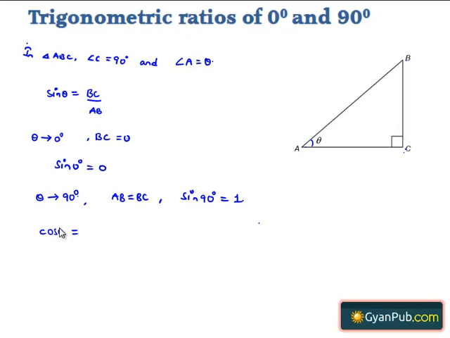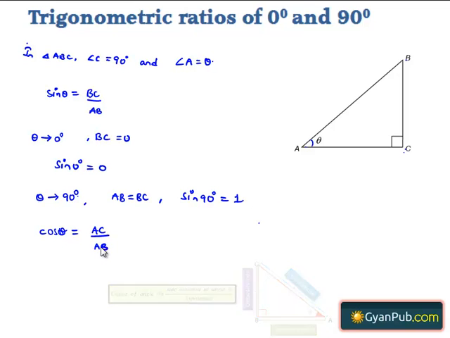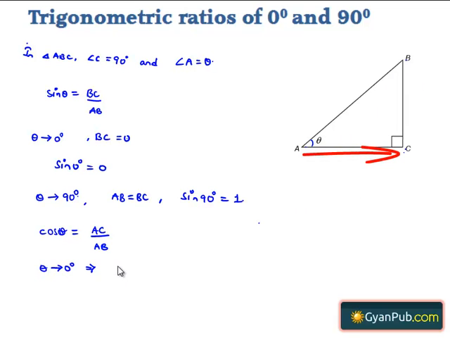Now, similarly, let us consider cos theta, that is equal to adjacent side AC by hypotenuse AB. In the first case, let us assume that theta tends to 0 degrees. Then that implies that AB will be coinciding with AC. That means cos theta is equal to AC by AB. As AC is equal to AB, we get cos theta is equal to 1, which implies theta is 0 degrees. That is, cos 0 degrees is equal to 1.